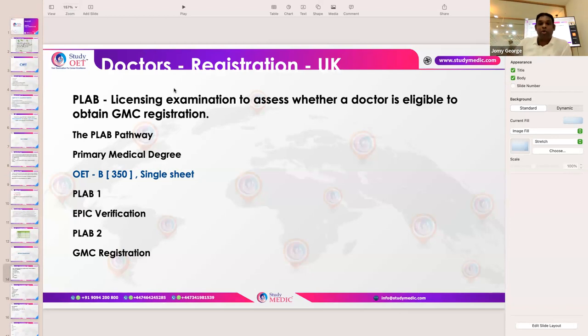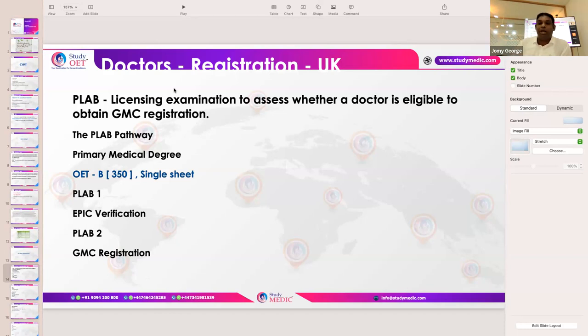Then the remaining part, you know, PLAB 1, then EPIC verification, PLAB 2, GMC registration, and the process of that. Core training, so many different things are there. But the language requirement is OET B, single sitting. Single sitting means one attempt. You are allowed to attempt the examination many times, but they just consider one attempt. In any one attempt you can select, okay, this is my attempt. In that attempt they need all four modules at B, that's it. You can't club it.